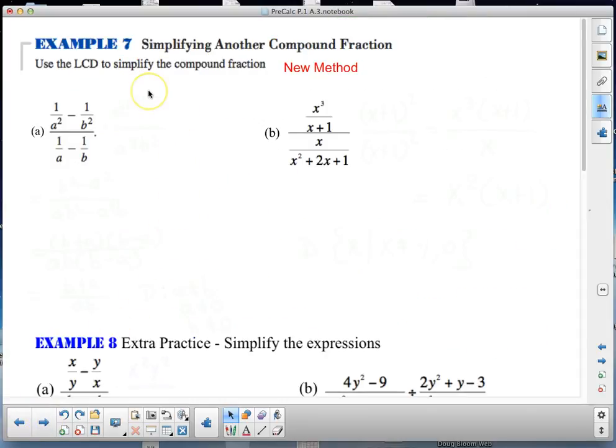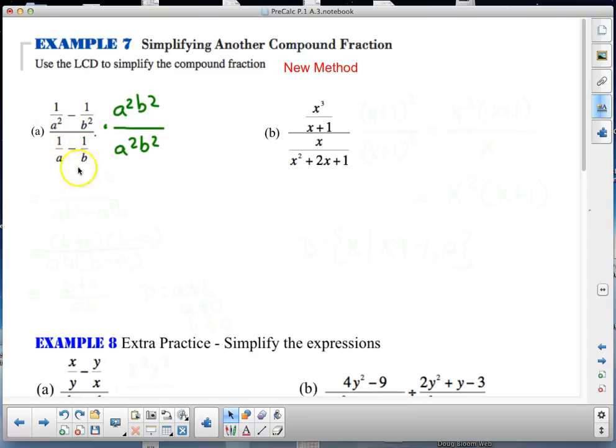Now, a new method to look at this is kind of involved. It's working with the idea of using the LCD to simplify the compound fraction. So I'm looking at this. I've got a squared, b squared on the bottom, and a and b. So I'm going to multiply both top and bottom by a squared, b squared over a squared, b squared. Why? Because this is the largest factor that'll be multiplied out, and when I do this, it's going to get rid of the a squared, it's going to get rid of the b squared.